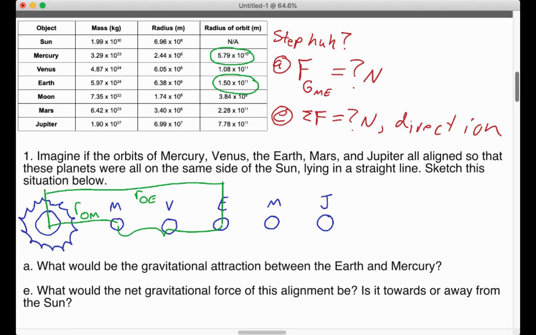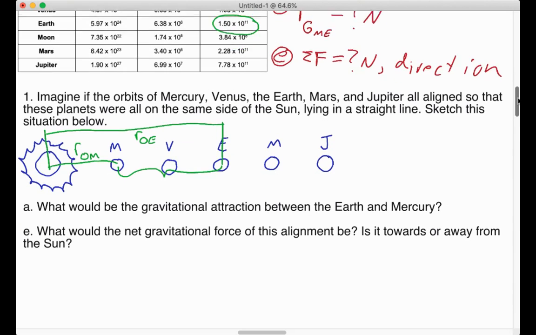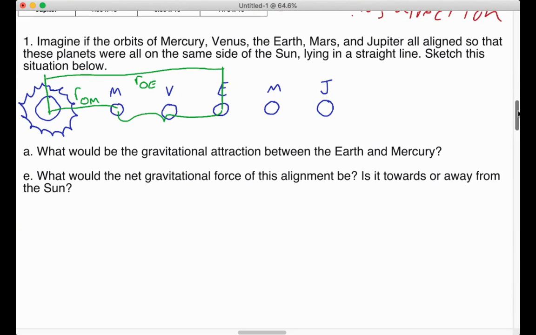So in my formula for gravitational attraction, what number is going to be the distance? Is it going to be the first one or the second one? Well, it's not going to be either of them. It's going to be the difference between those numbers. So this distance here, the distance from Mercury to Earth, is the radius of the orbit of the Earth minus the radius of the orbit of Mercury.